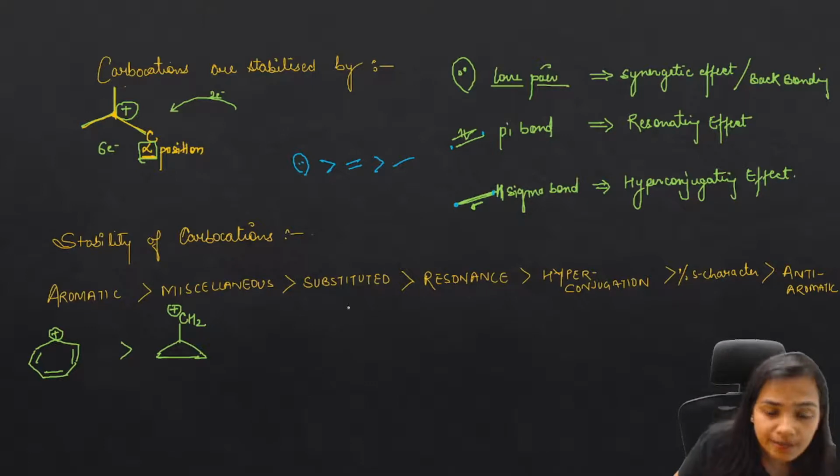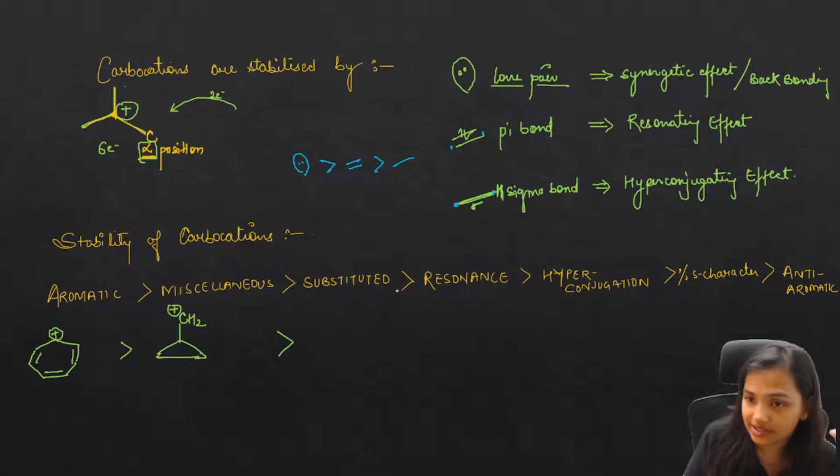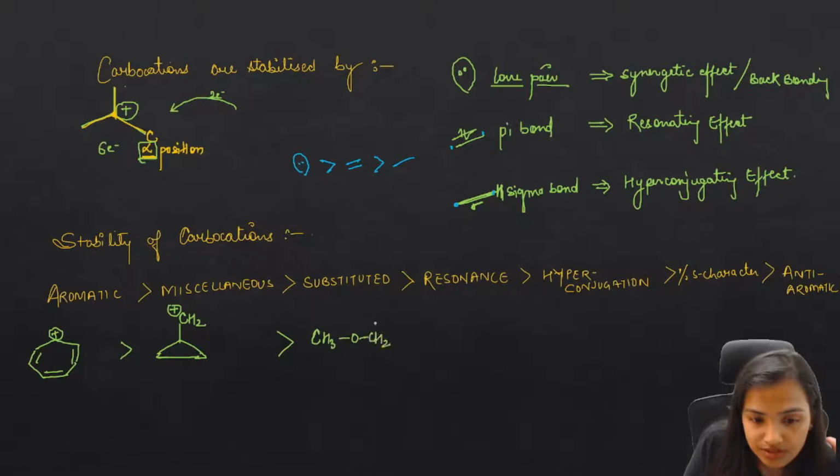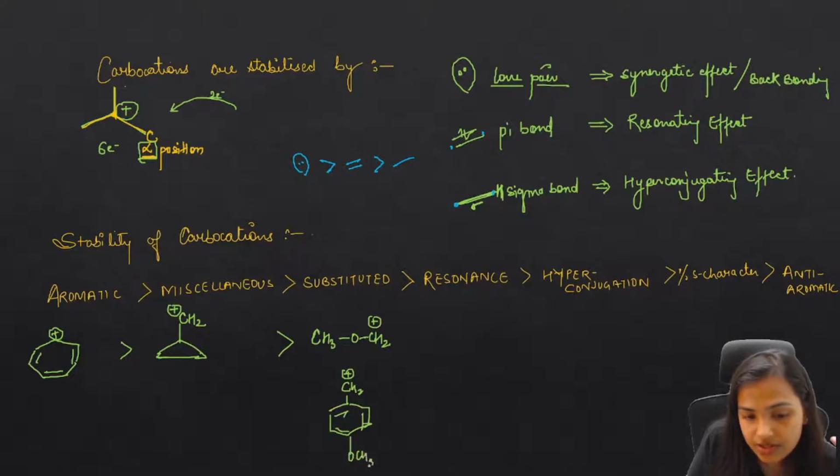Now here we can take another example, that is the substituted carbocation. Now what do you mean by the substituted carbocation? I took some examples like CH3O CH2 positive. Yes, absolutely, this is a substituted group. And even if I take any such example like this, and here I put OCH3, this is also a substituted group. Here the substituted carbocation is getting more stabilized because of the lone pair effect, that is the synergetic effect. Because of the synergetic effect, this will get more stabilized.